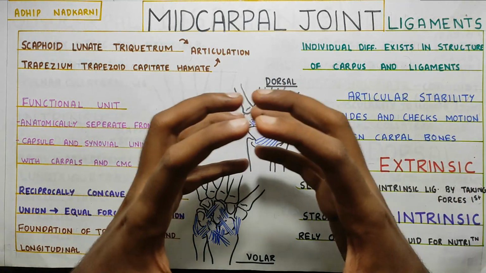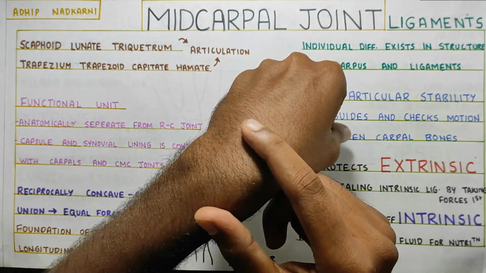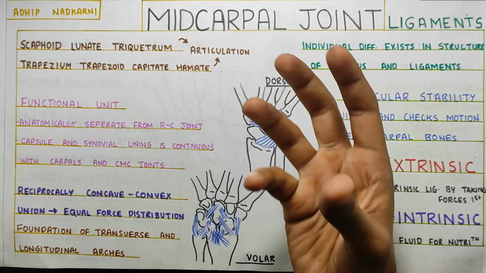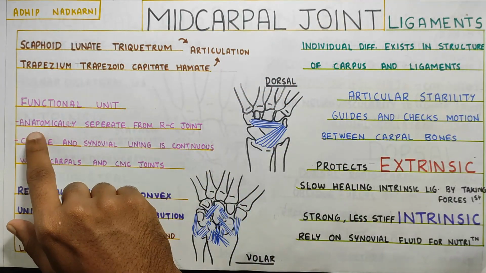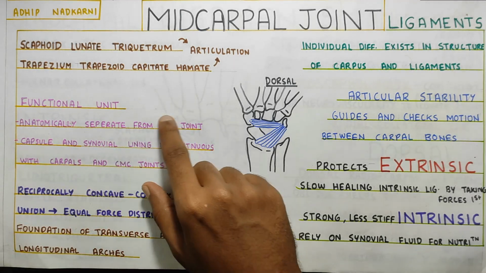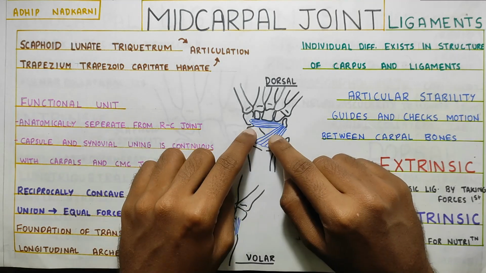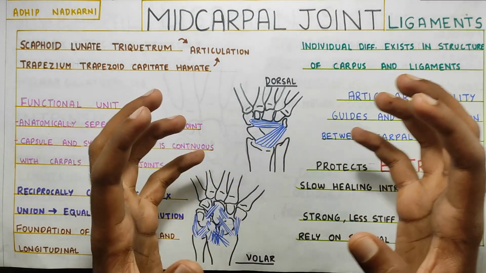Now, all these bones together form a functional unit and create all the movements at your wrist joint, right? Although it makes a functional unit, anatomically they are not a unit, as in anatomically they are separate from your RC joint, that is the radiocarpal joint, right? Radius and carpal, they articulate, which we discussed in the previous video, right? So anatomically they are not together.